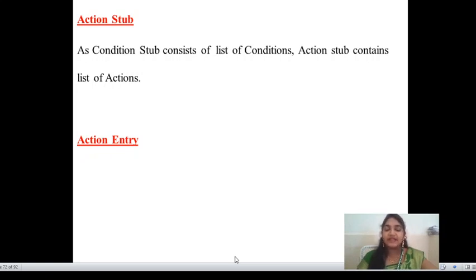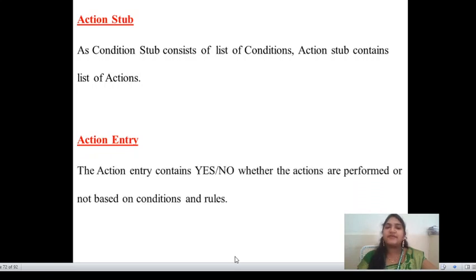Action entry works the same way; the name itself tells. Yes or no. If the action is yes, then the action will be performed. If the action is no, then the action doesn't meet the rule and the action doesn't perform that operation. So the decision table defines four aspects: condition stub, condition entry, action stub and action entry.